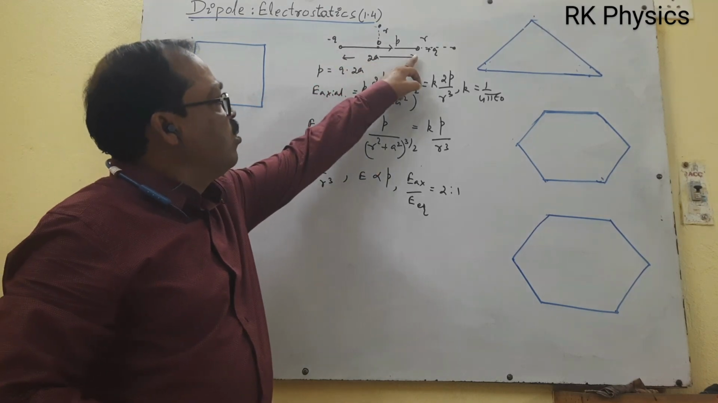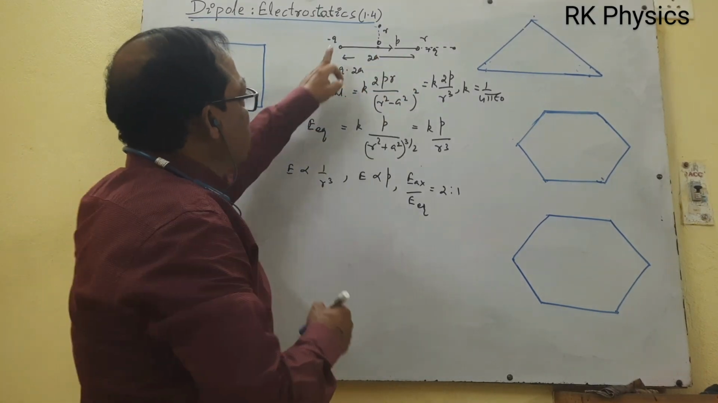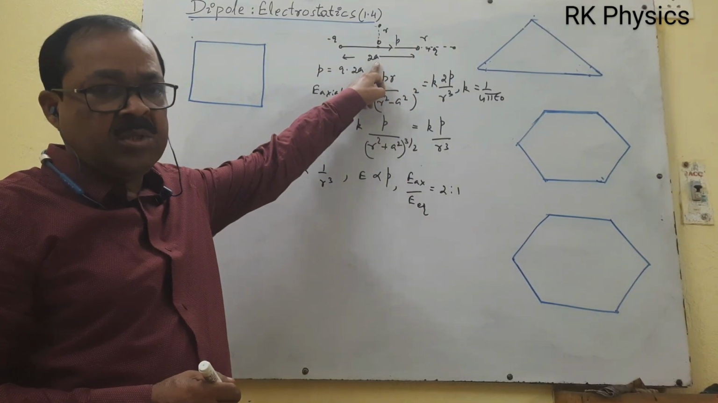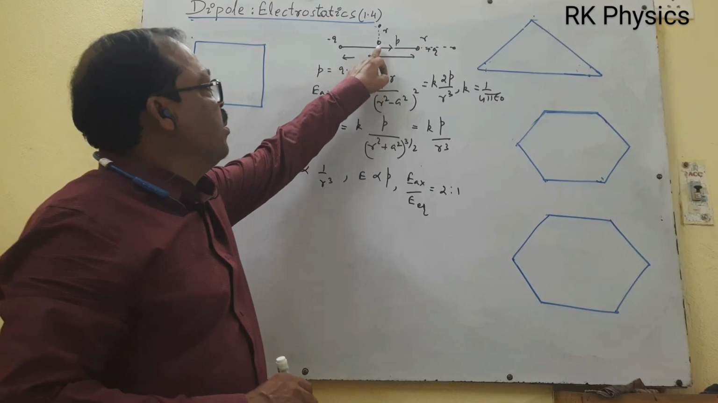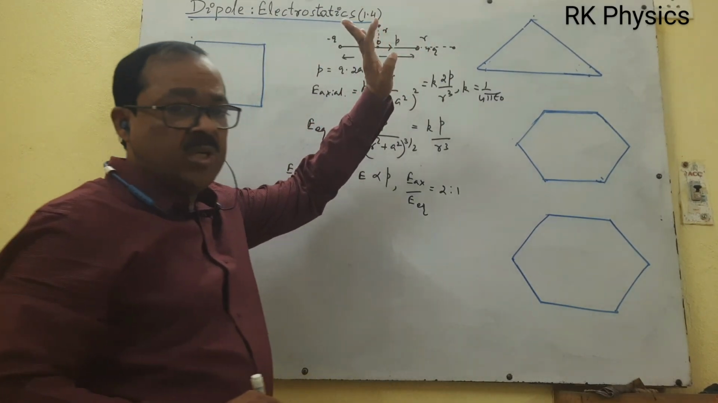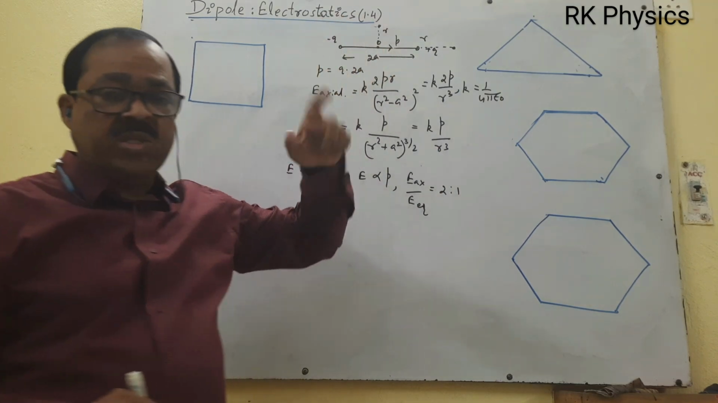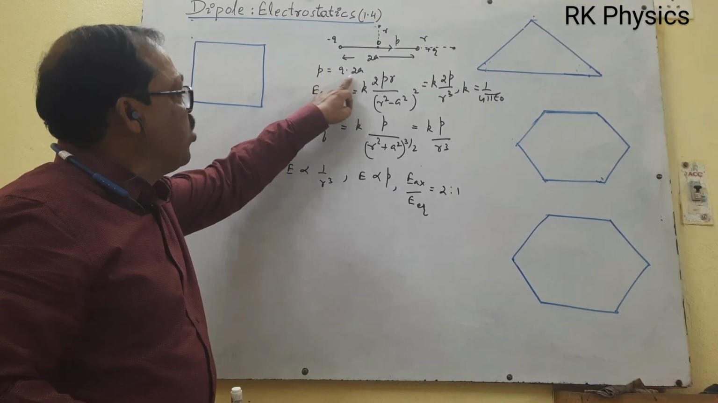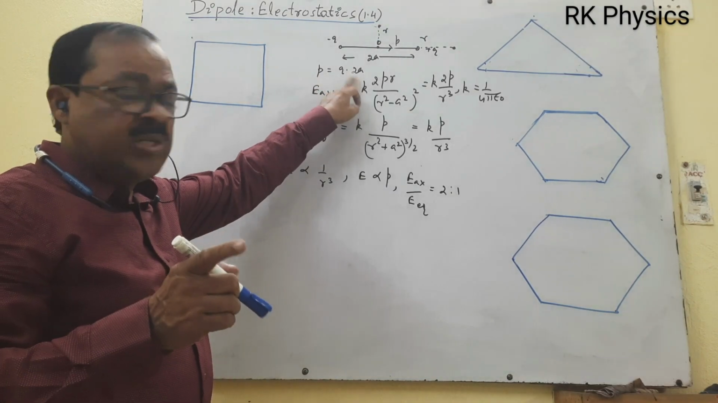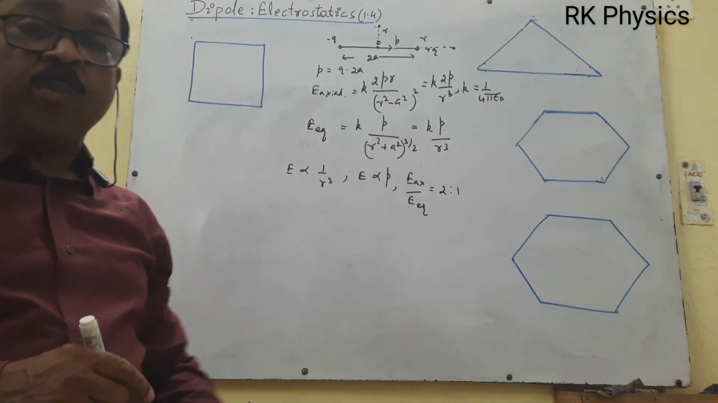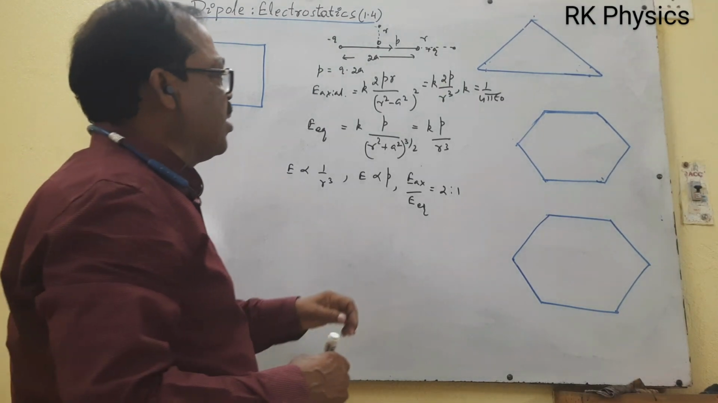What is a dipole? Two equal and unlike charges, plus q and minus q, placed at a very close distance apart, represent a dipole. The midpoint is the position, this line is axial, this is equatorial. Now p is the characteristic of a dipole, called the dipole moment. So p equals q into 2a. The direction of p is from the negative charge to the positive charge, that is opposite to the direction of the electric field.